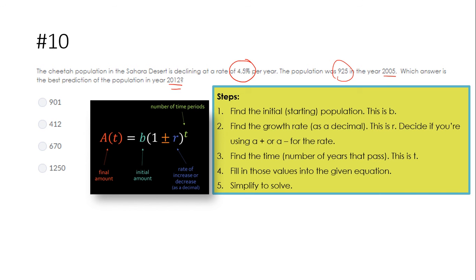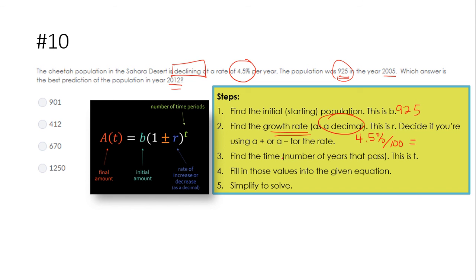So what was my original population given to me in the problem? Well, they tell me my population was 925. Find the growth rate. As a decimal, this is R. Okay, it tells me we're declining at a rate of 4.5%. There's my rate. You have to make it into a decimal. That's your R. Remember, you divide by 100 to get your decimal. We're declining, so determine if you should use plus or minus if we're declining.